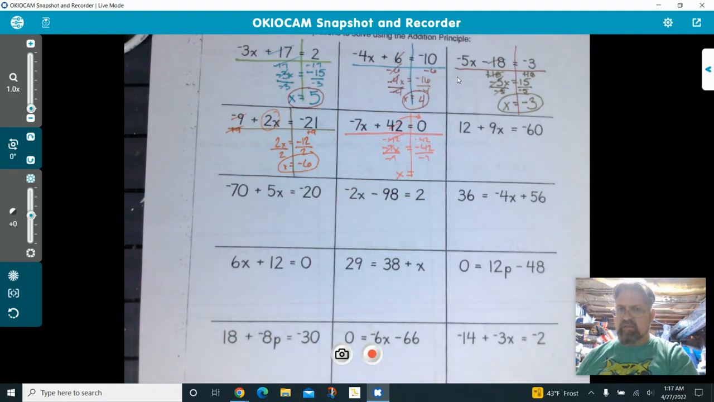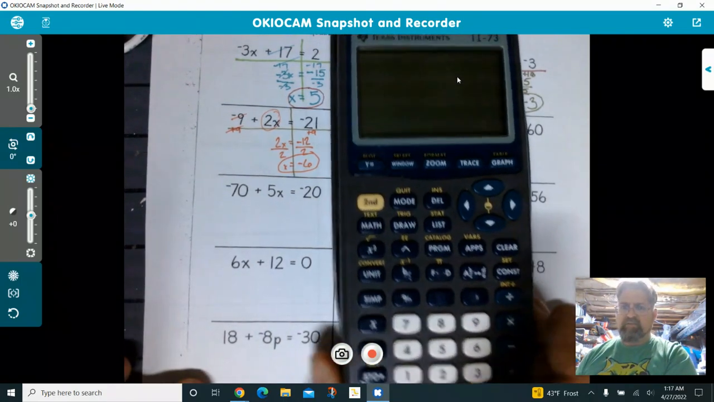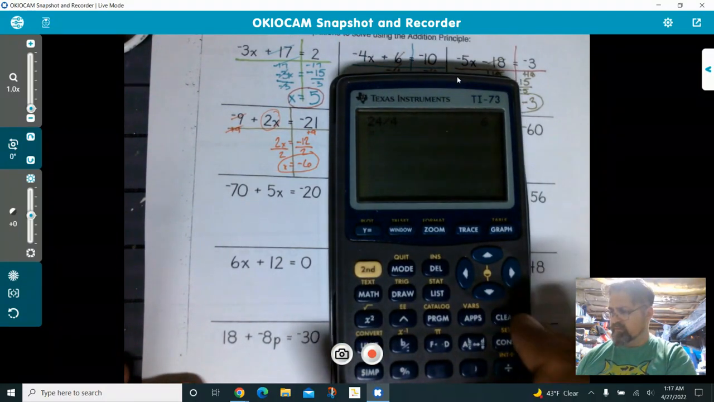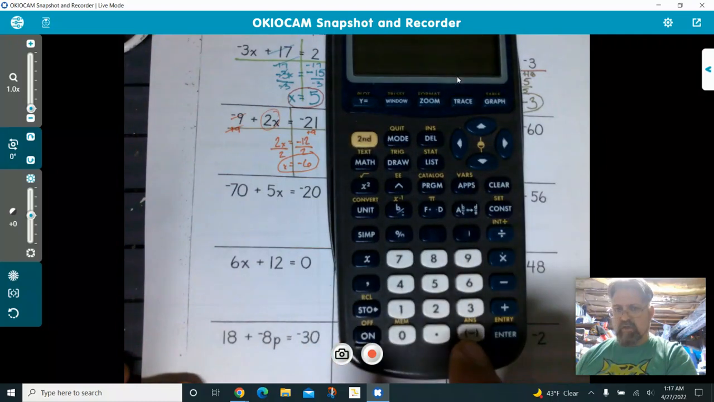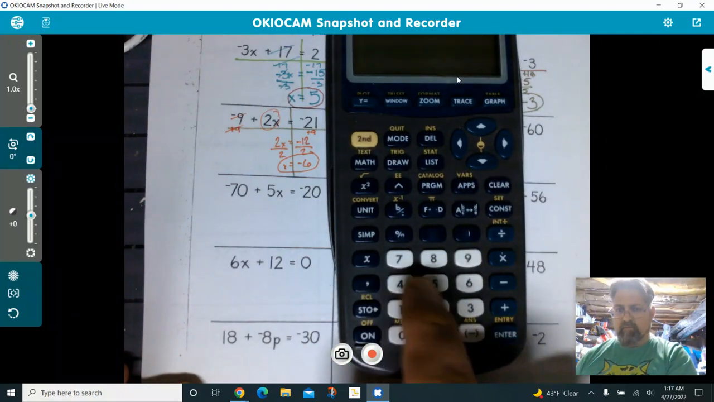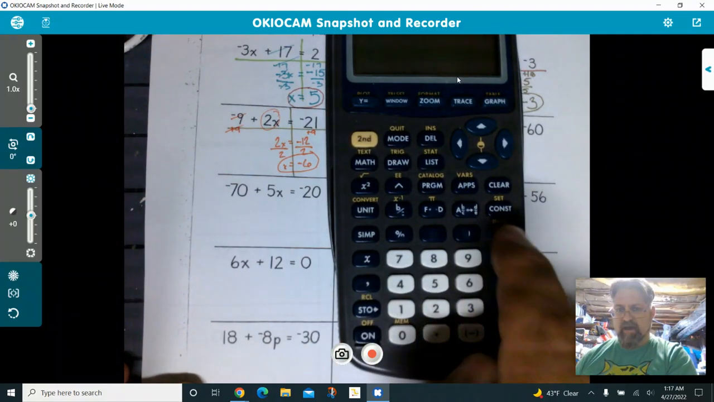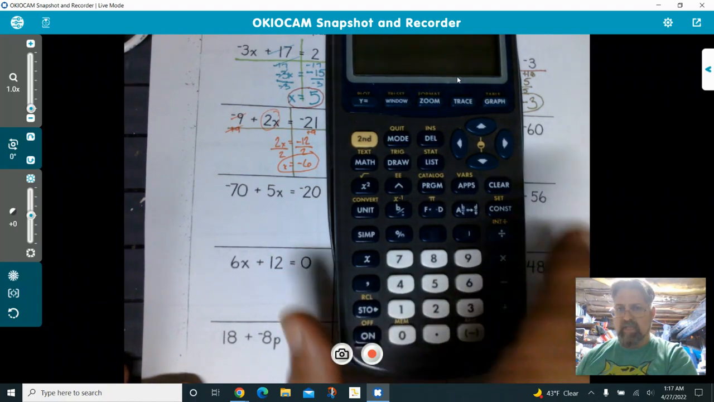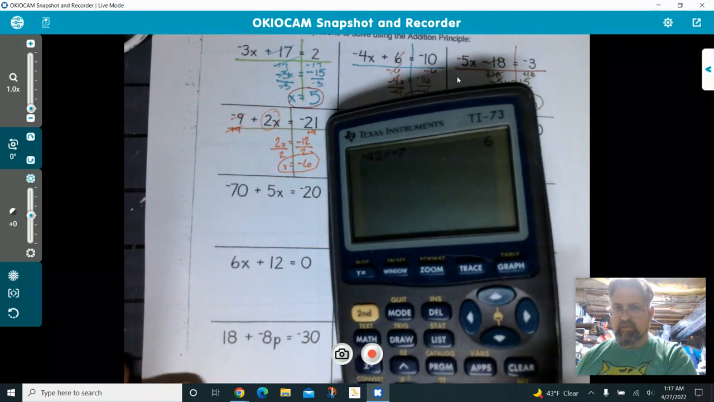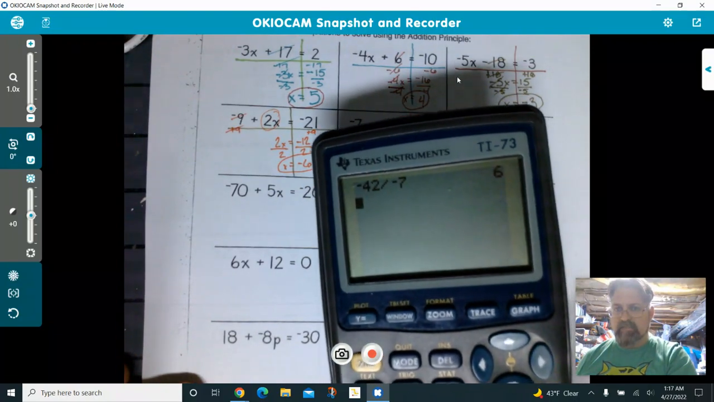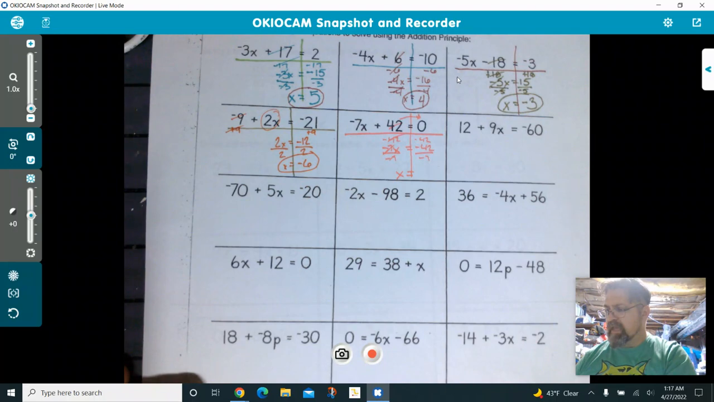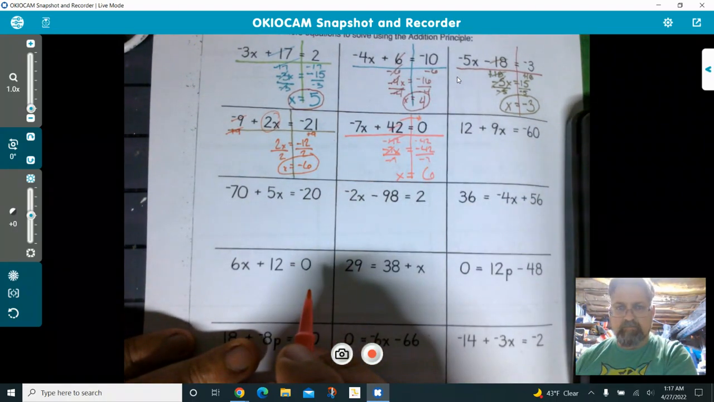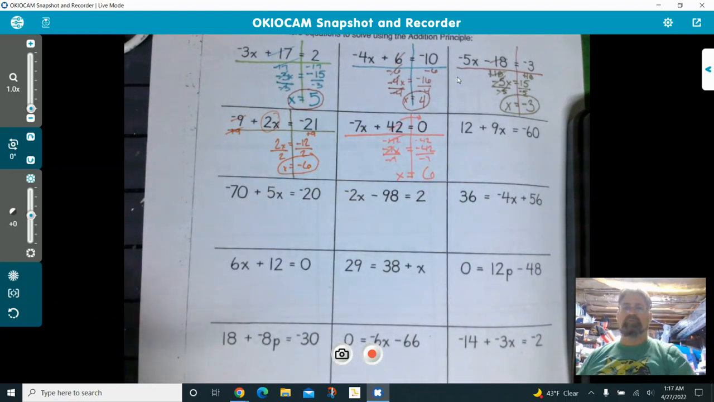Well, hang on. I got a trusty calculator right there. Let's turn it on. Woohoo! All right, let me clear that. So I have negative 42 divided by negative 7. When I hit enter, I get my answer, 6. x equals 6. That's the answer we're looking for.